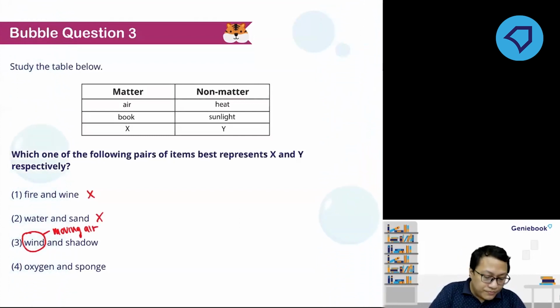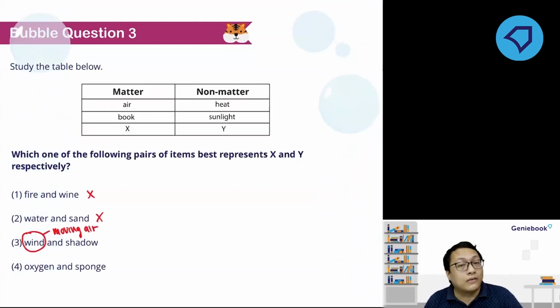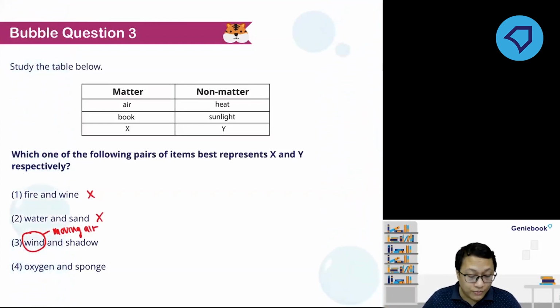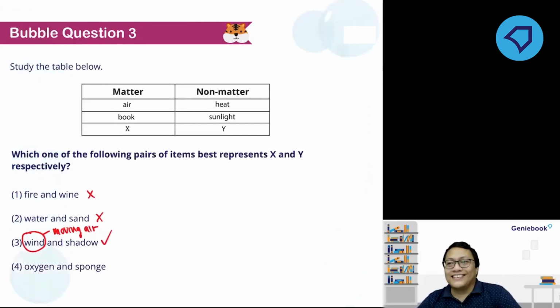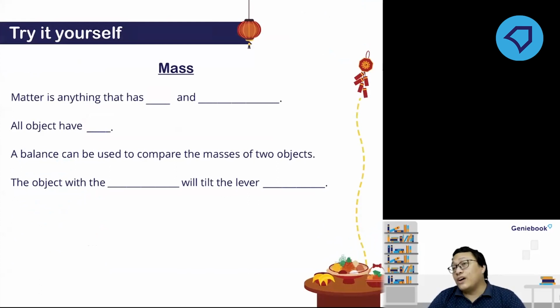Then shadow. Just now, we already learned that shadow is non-matter. Why? Because it doesn't have mass and it doesn't occupy space. So that's why the answer is number 3. Okay, very good. Anyone got all the 3 bubble questions correct? Okay, moving on to try it yourself.